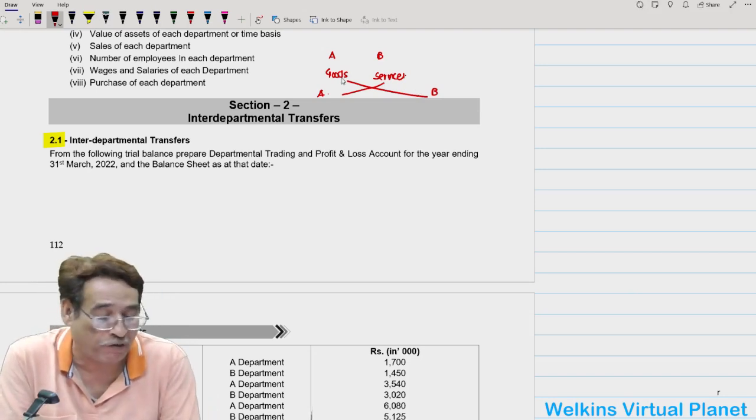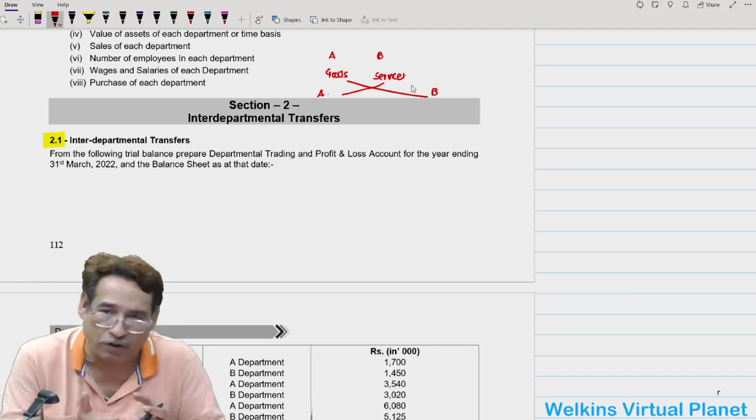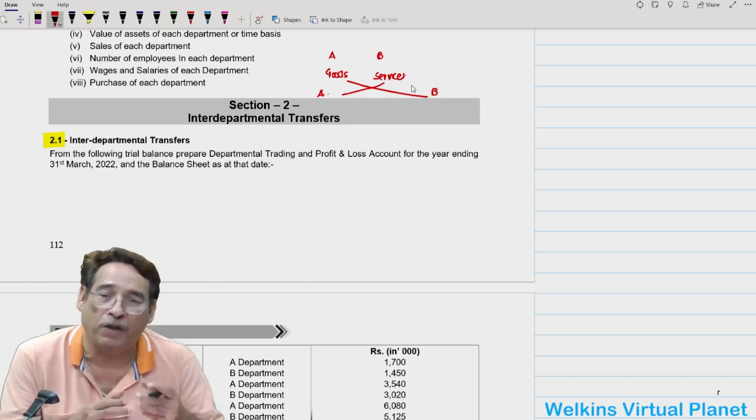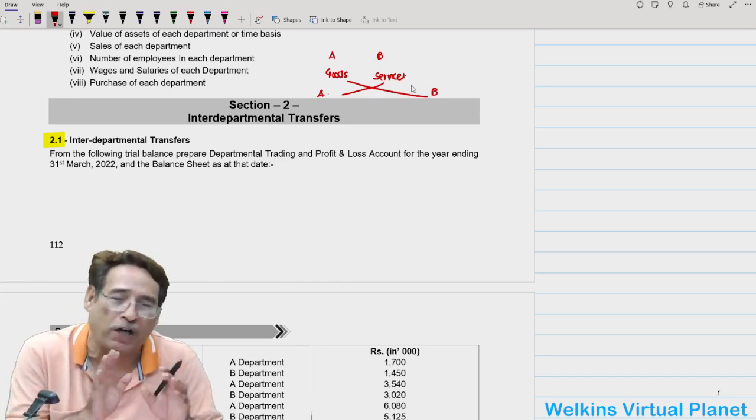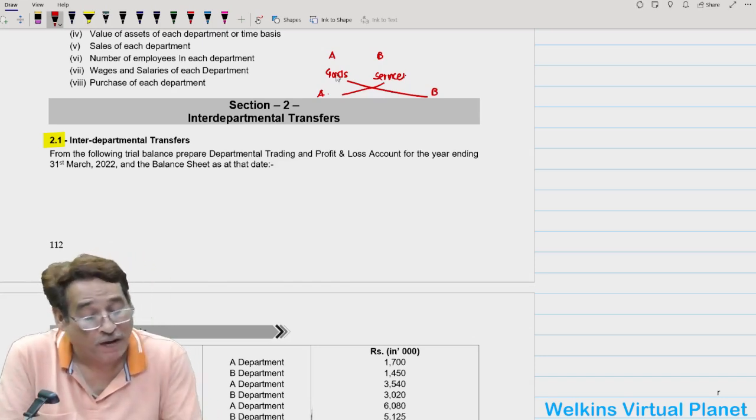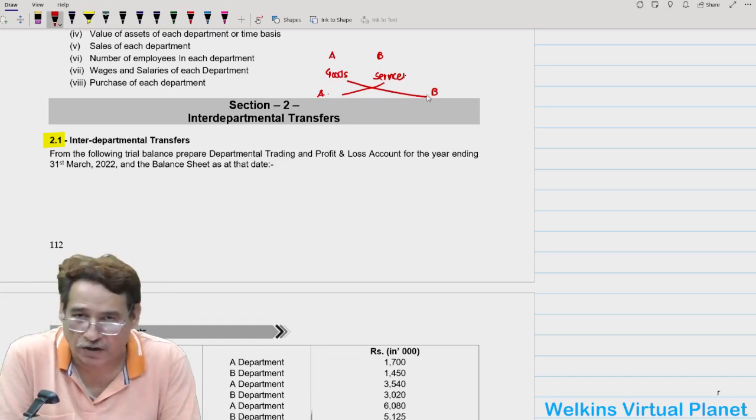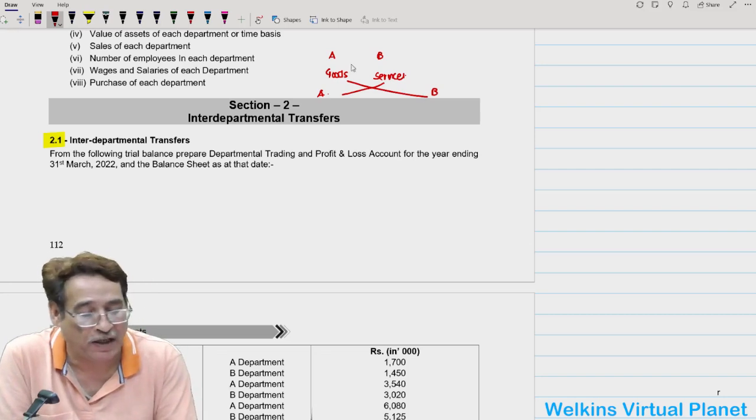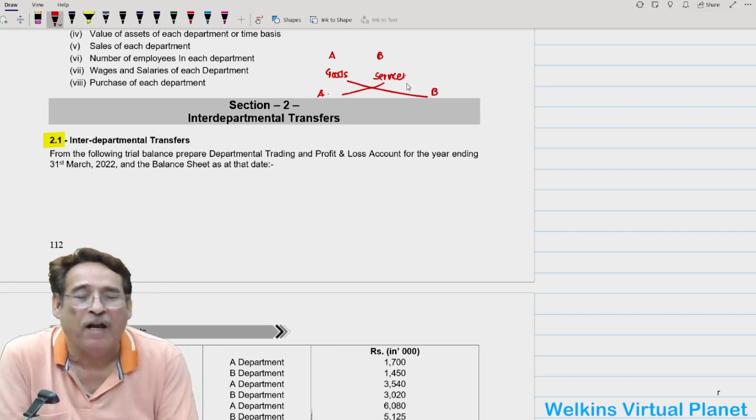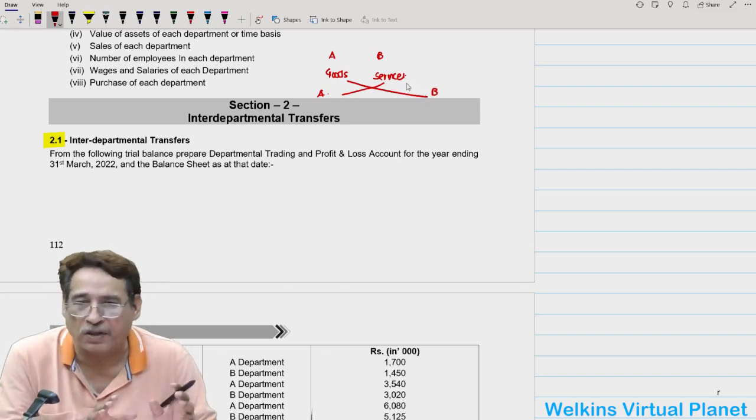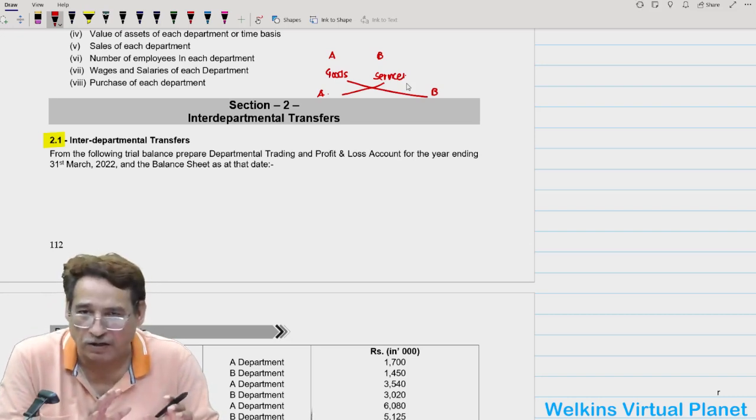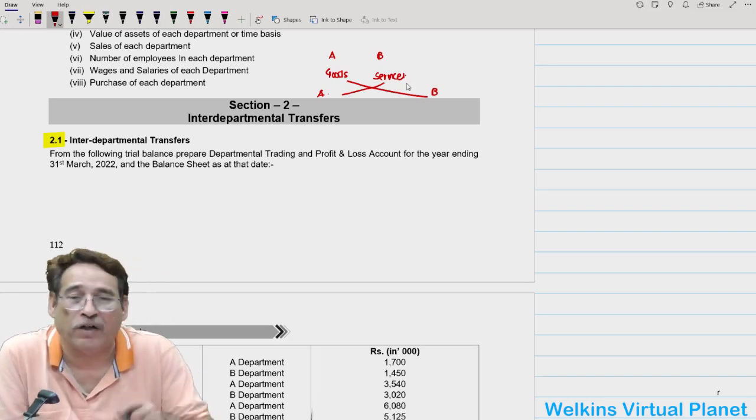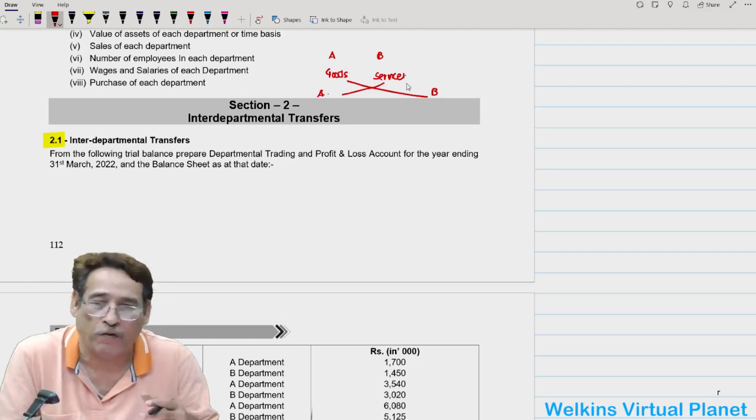Irrespective of whether these goods have been transferred at cost or at a profit, no problem will ever arise if, out of the transferred goods, nothing is left with the other department. Because A has transferred goods to department B, and if by the end of the year no goods are remaining, then no problem will arise. Is it clear to you? That sort of problem will be covered in section 3, correct?